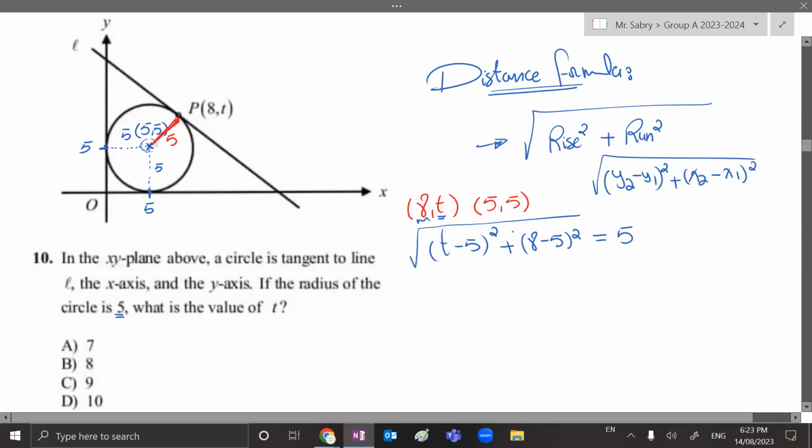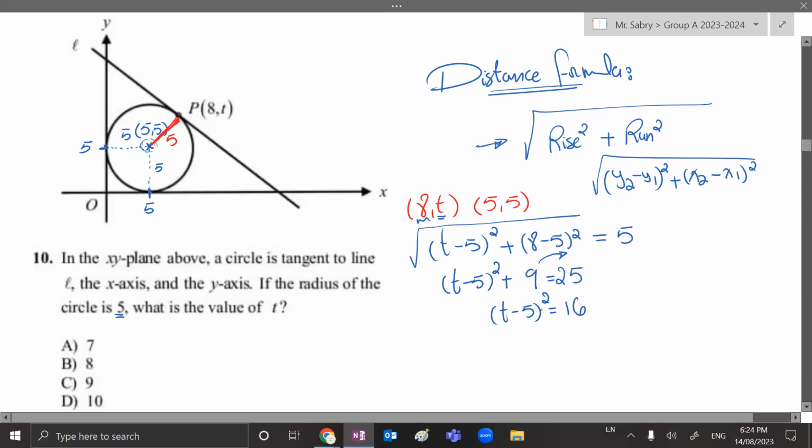So I have an equation. Let's try to solve it. Before I start solving, I'll simplify wherever possible. 8 minus 5 is 3. 3 to the power of 2 is 9. And all of this is still under the root, equals 5. Now, in order to remove the square root, I'll square the other side, so I'll remove this and change this to 25. I'll then move 9 to the other side, so I have t minus 5 to the power of 2 equals 25 minus 9, which is 16.